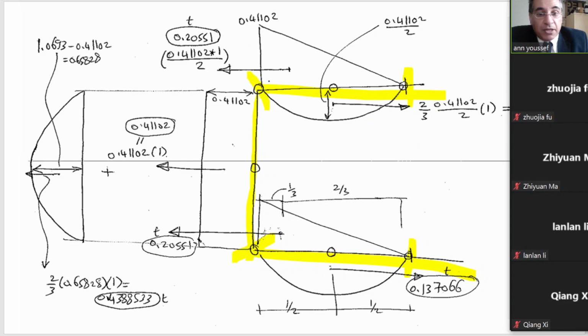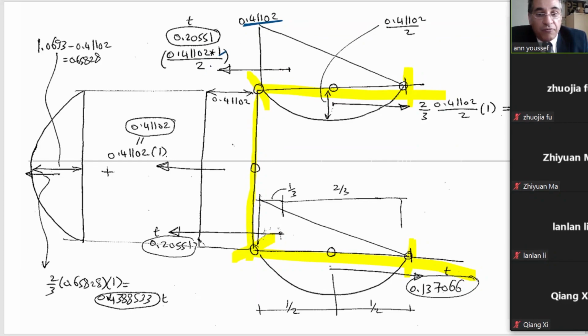So the first element, the horizontal element, we have this traction here. It is divided into a triangle and a parabola. The triangle gives you this value. The value of the triangle is the area of the triangle, where the length of the element is 1 meter.